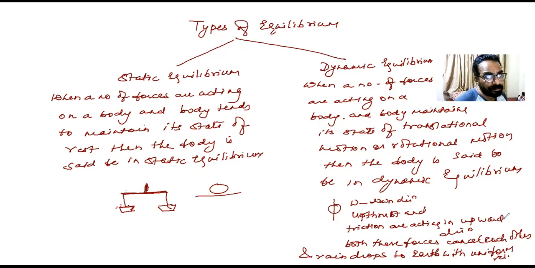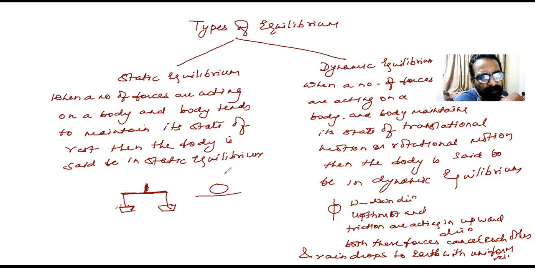In the same way, a stone tied to the end of a string and whirled in a circular path with uniform speed, the tension, please have a look here, the stone is said to be in dynamic equilibrium. If you ask me how: one is the force of tension acting on the string, away from the center, and the other is the centripetal force, acting towards the center, towards the hand.